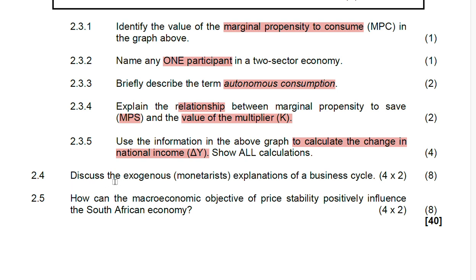2.4 says discuss the exogenous or monetarist explanation of the business cycle.